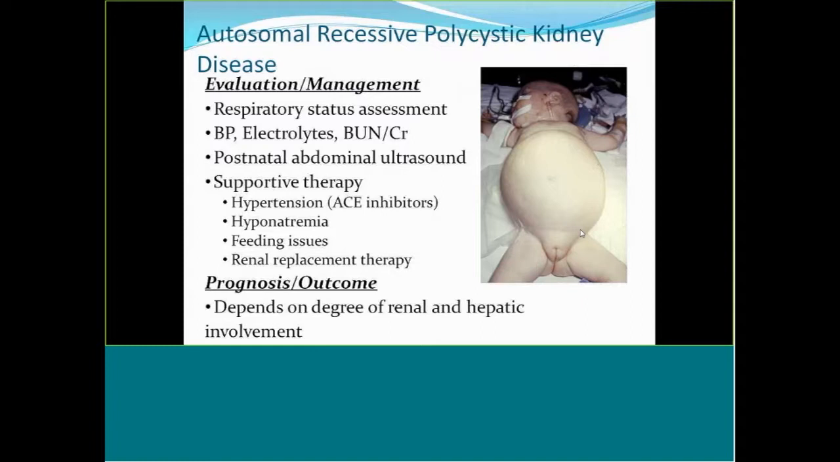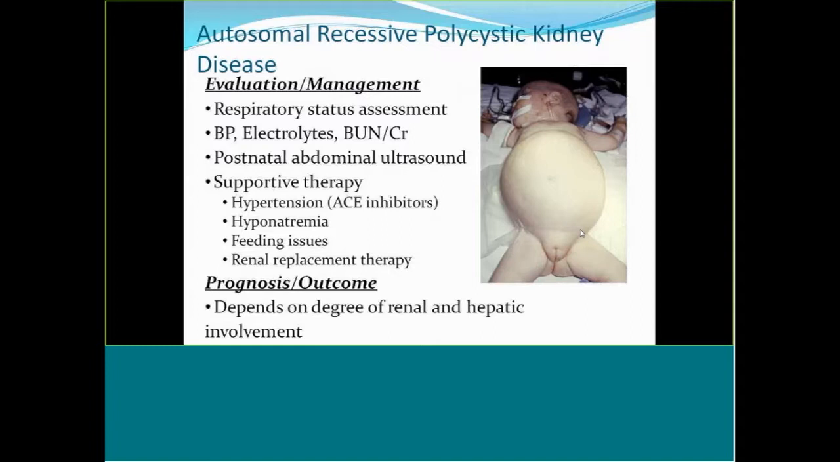And so it's really important to do a respiratory status assessment, the usual look at kidney function, the postnatal abdominal ultrasound. These kids tend to have hypertension, and I'm going to touch on the clinical presentation in a second. So you want to do supportive care. The recommendation for controlling their hypertension is to use an ACE inhibitor. They can be hyponatremic. They can have feeding issues, again, impingement. The stomach is being squished by these huge kidneys, so they can't take in much.